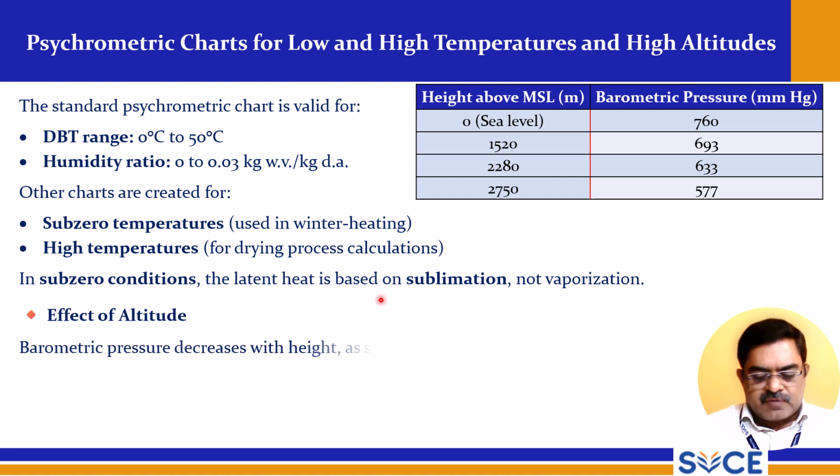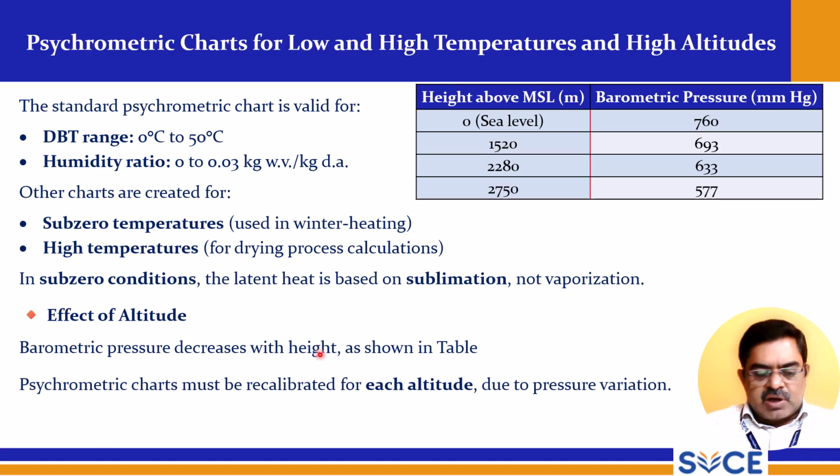And effect of altitude: barometric pressure decreases with height as shown in the table, and psychrometric charts must be recalibrated for each altitude. So depending on the height or altitude, the psychrometric chart should be drawn or determined.